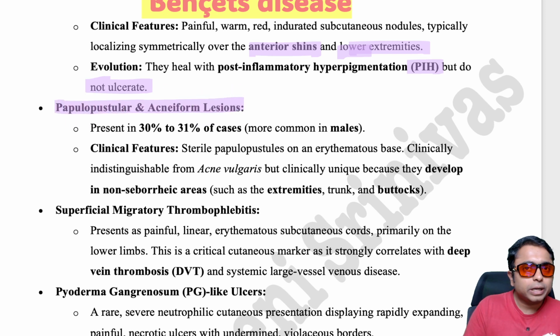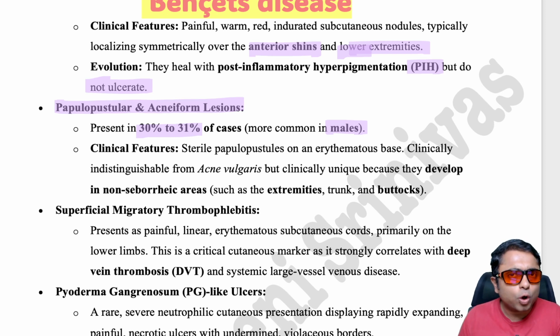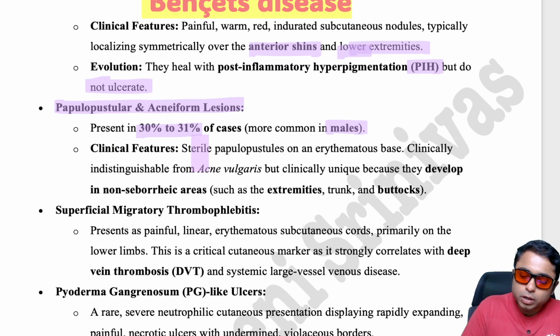Next cutaneous lesions are papulopustular and acneiform lesions. So, acne like lesions can be seen in 30 or 31%. In the males this is commonly seen. So, erythema nodosum like lesions are common in the females, and acne like lesions are common in the males. Clinical features are going to be sterile papulopustules on an erythematous base and also indistinguishable from acne vulgaris. These lesions cannot be differentiated from the lesions which you see in acne vulgaris.